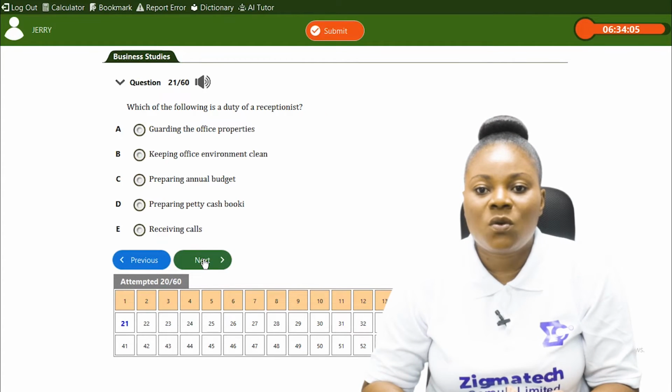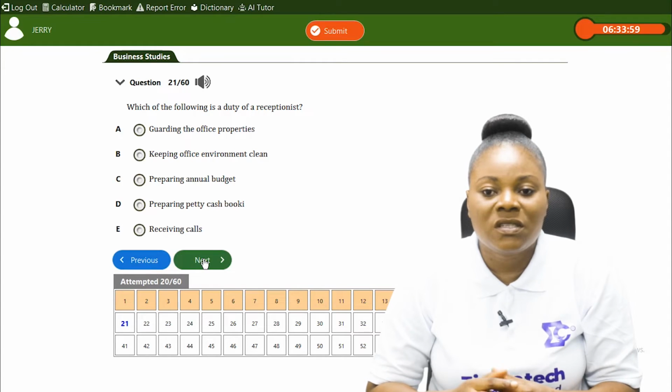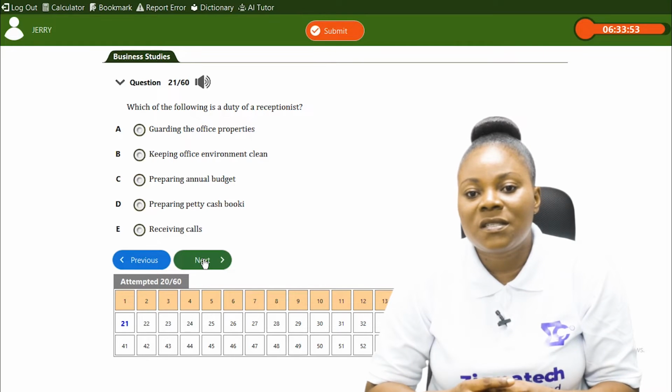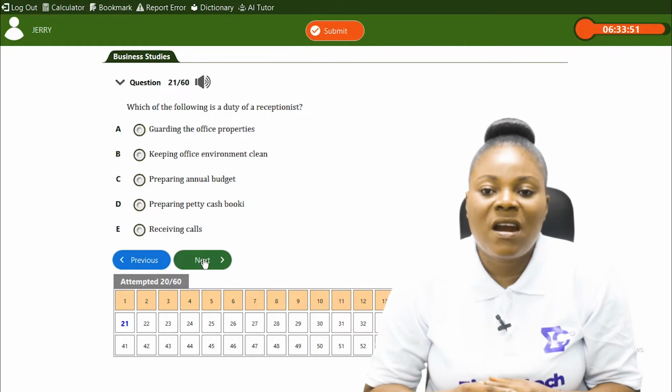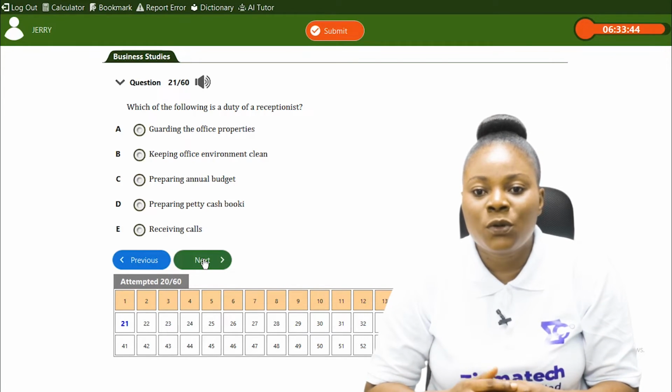The next question, question 21, says which of the following is a duty of a receptionist? There are two major duties of a receptionist. So which of the following is a duty? A, guiding the office properties. B, keeping office environment clean. C, preparing annual budget. D, preparing petty cash book.